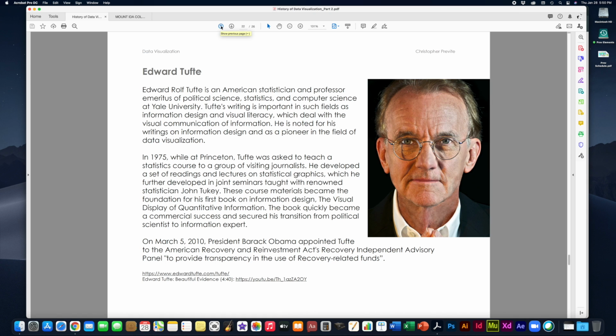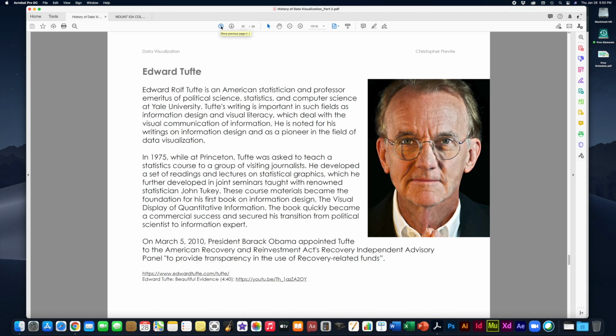So remember, he was a student of Tukey's, so he knew all about Tukey's philosophy. And so Tufte put together a set of readings and lectures and statistical graphics, which he developed into seminars. And of course, he went to his teacher and mentor, John Tukey, and said, can you help me out with this? And Tukey helped him develop these seminars. And the course materials became the foundation later for his first book on information design called The Visual Display of Quantitative Information, which that book alone is sort of the birthplace of modern data visualization.